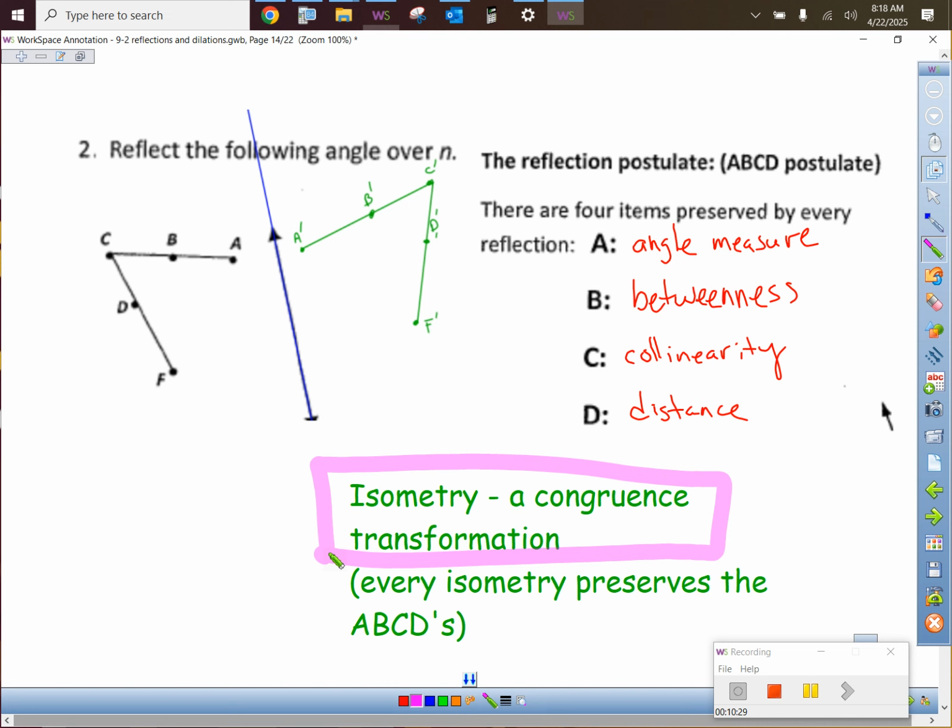So let's talk about things we did on skill check today. We did reflections. Are reflections an isometry? Do they keep things the same size, same shape? Yes or no? Yes. What about a translation? Is that an isometry? Will angle measure, betweenness, collinearity, and distance be preserved, aka same size, same shape? Dilation. Is a dilation an isometry? No sirree, Bob.